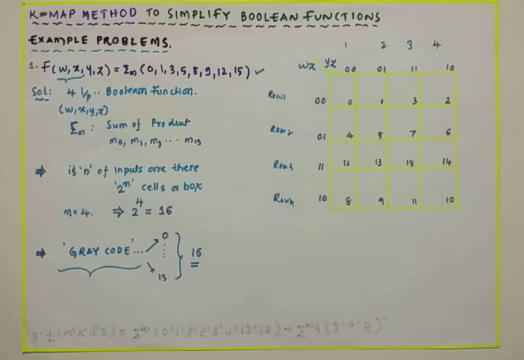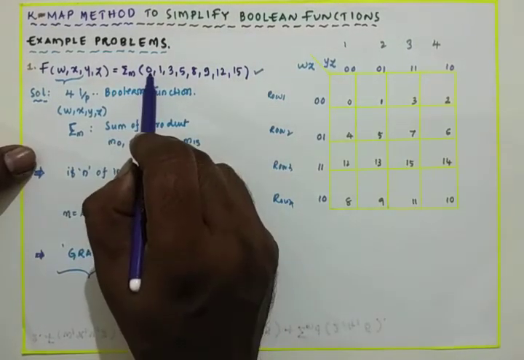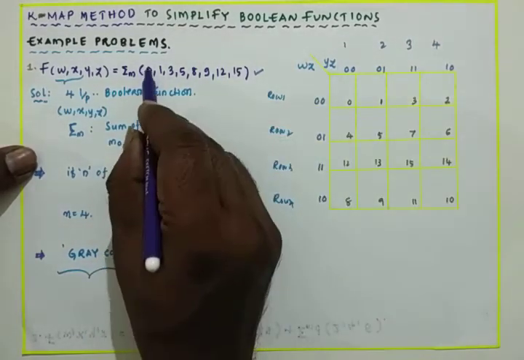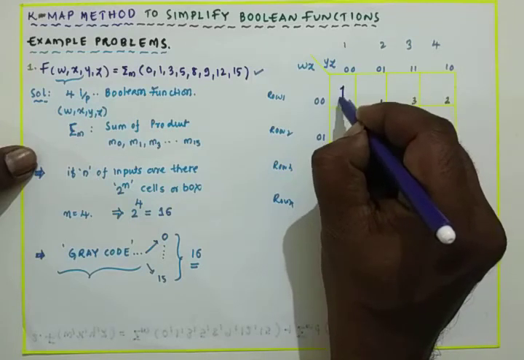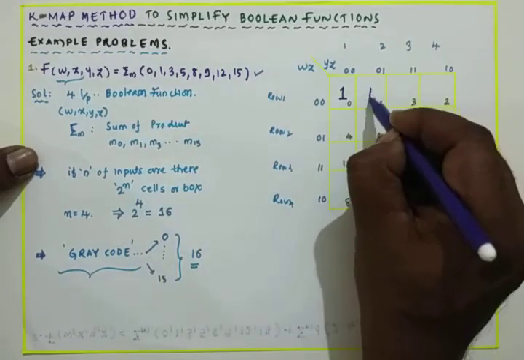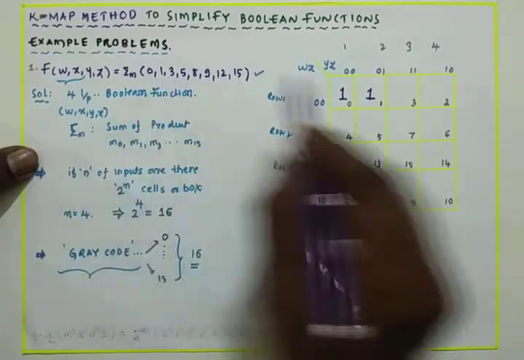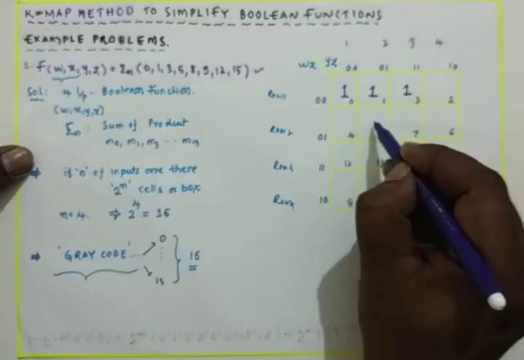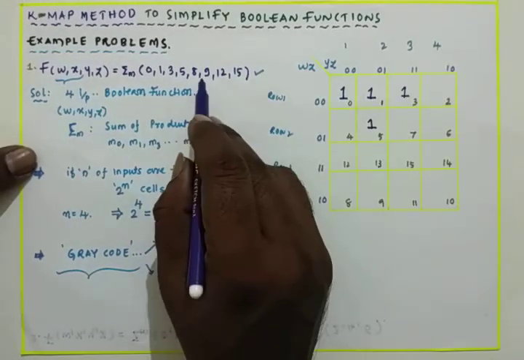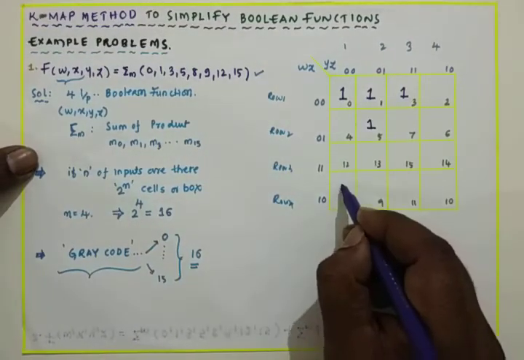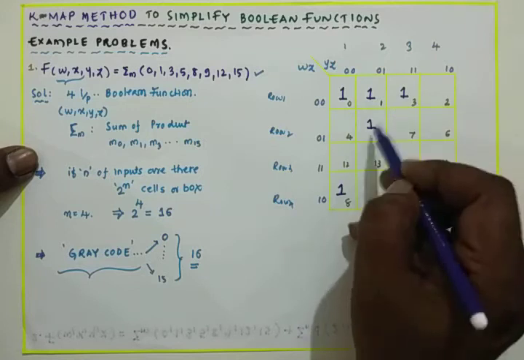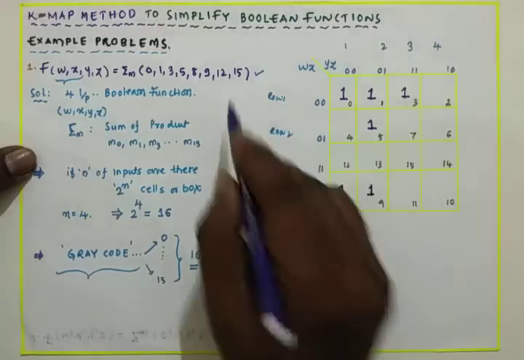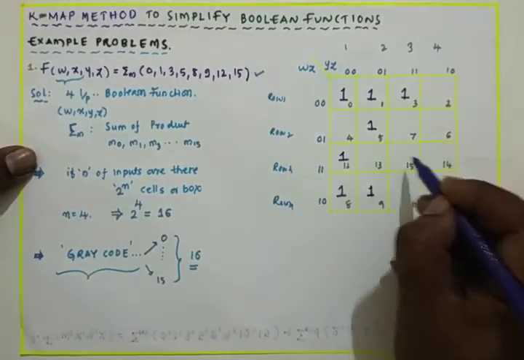What is the question? The question is sigma m of 0, 1, 3, 5, 8, 9, 12. Wherever 0 is there, in the 0 box put 1. 1 is also 1. Next is 3, it is also 1. Next is 5, this is 1. Next is 8, we can have 8 here. Then 9, then 12.